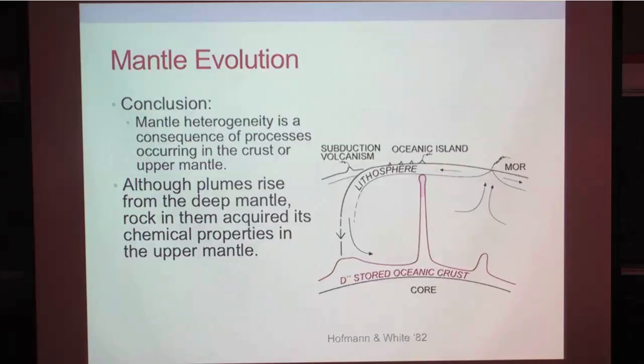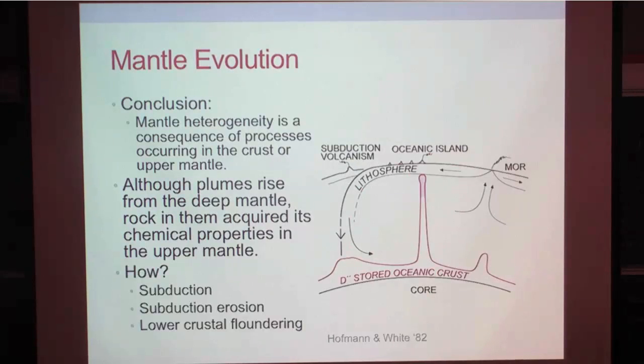All right, so, conclusion. Mantle heterogeneity is a consequence of processes occurring in the crust and upper mantle. Although mantle plumes rise from the deep mantle, the rock in them acquired its chemical signatures in the upper mantle. And so this was the idea we had back in '82.